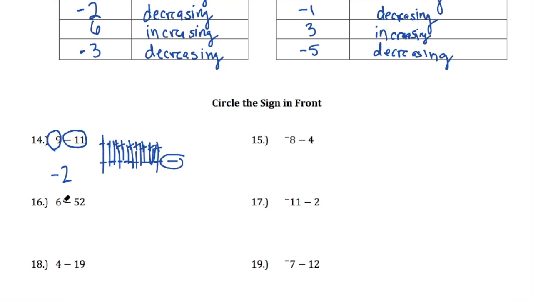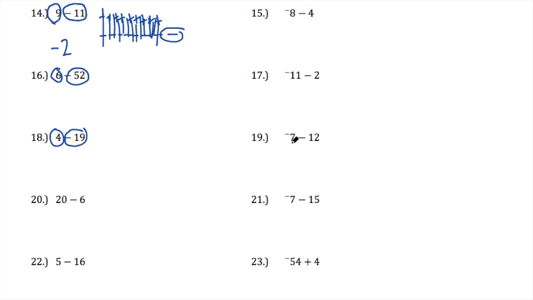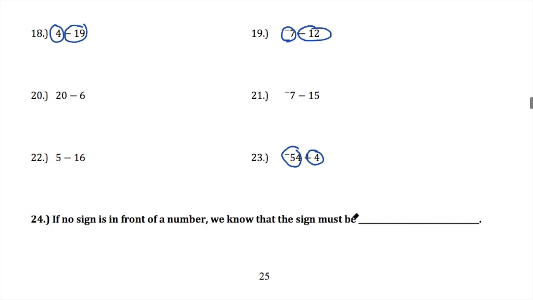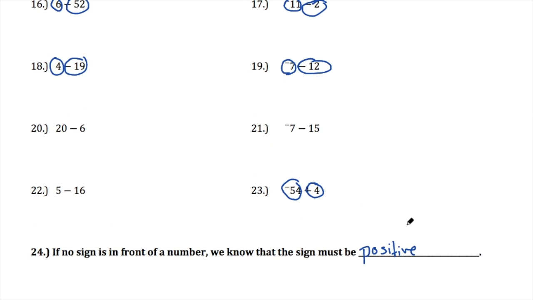We're really just focusing on identifying what is the sign of each of these numbers. That's a positive 6, a negative 52, a positive 4, a negative 19. Skipping around, negative 7 and negative 12, both are negative. Negative 11, negative 2, both of those are negative. Negative 54, positive 4. So when you think about that, it helps you to identify what's happening here. But remember, if there's no sign written in front, the number is considered to be a positive.